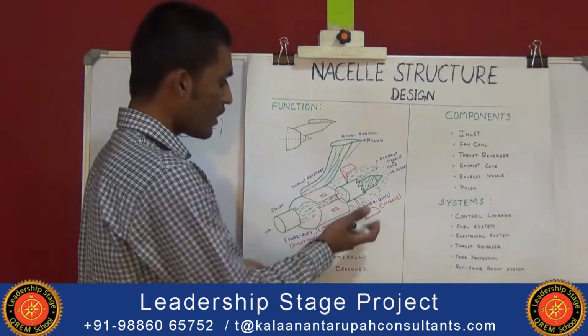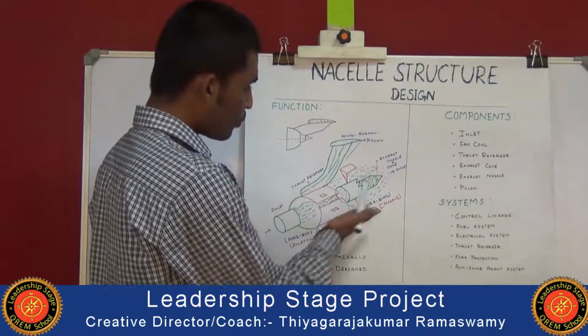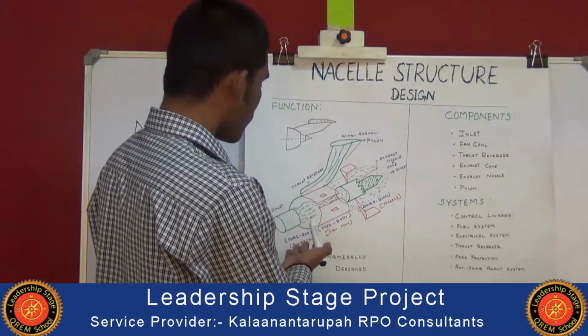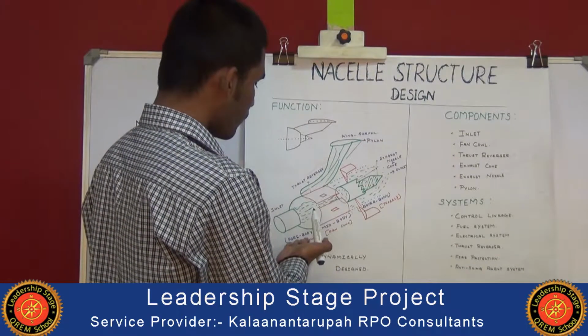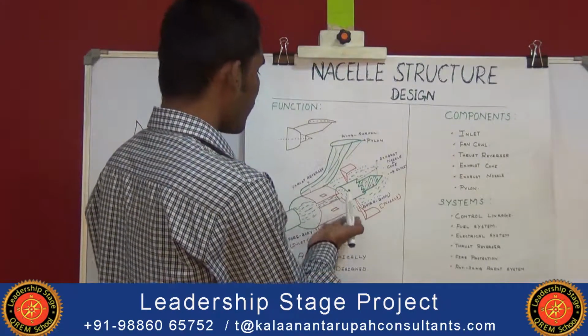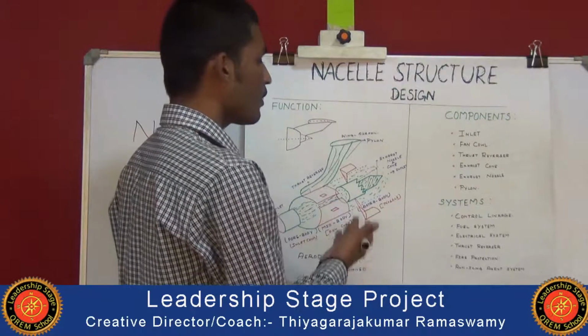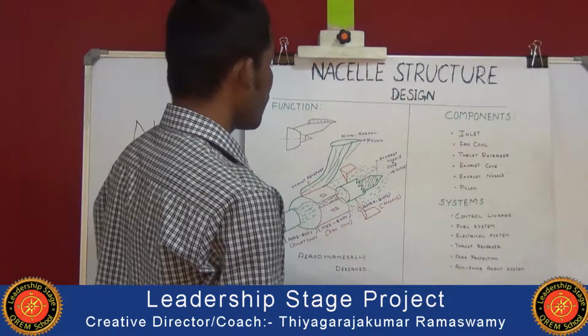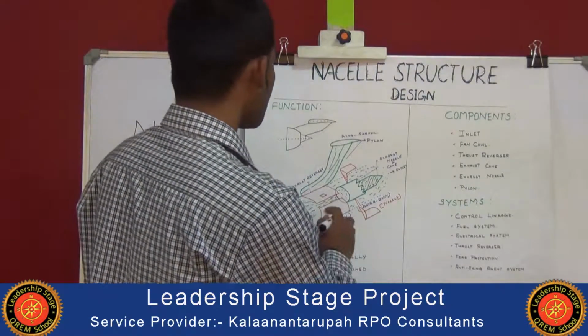And this diagram shows the nacelle structure of the aircraft. It is divided into three parts, which are the fore body, the mid body and the after body. The fore body is nothing but the inlet cowl of the nacelle, and the mid body is the fan cowl, which is fixed at the center of the nacelle. And the final one is the after body. The after body is nothing but the exhaust of the nacelle structure.